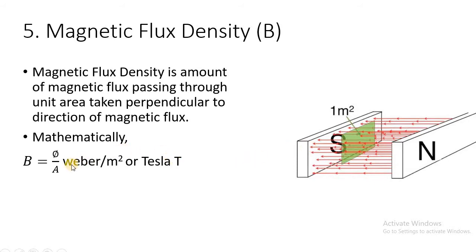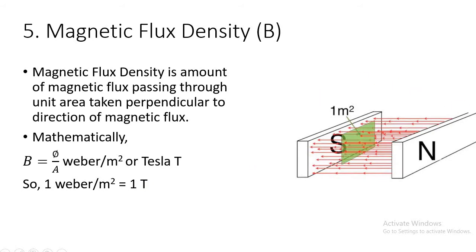So the unit of magnetic flux density is Weber per meter square. Why Weber per meter square? Because flux phi is measured in Weber and area is measured in meter square. So phi by A gives me the unit Weber per meter square. Weber per meter square is also called Tesla, which is denoted by capital T. So 1 Weber per meter square is also called 1 Tesla.